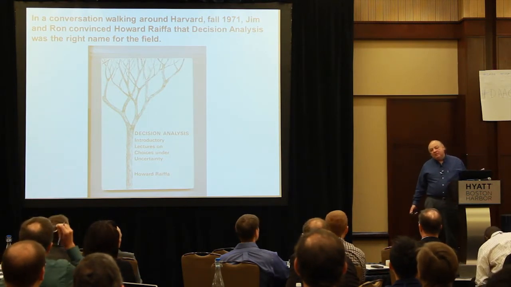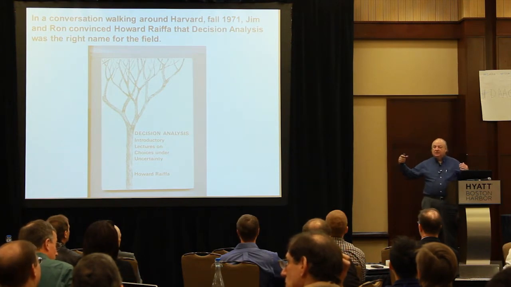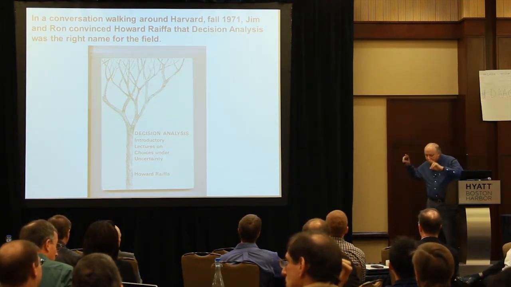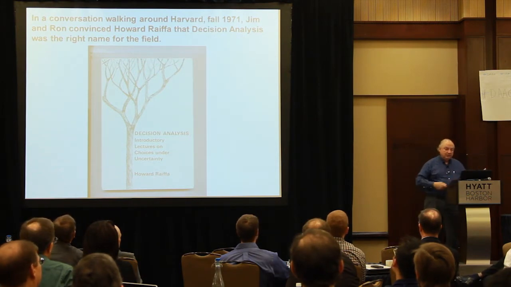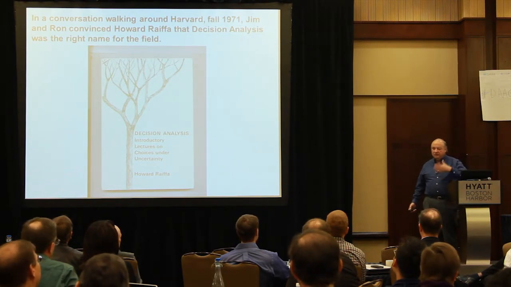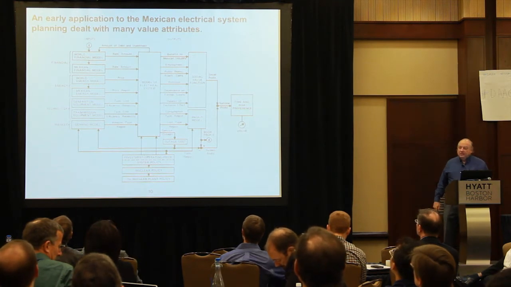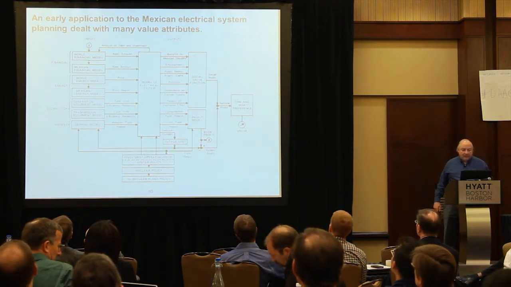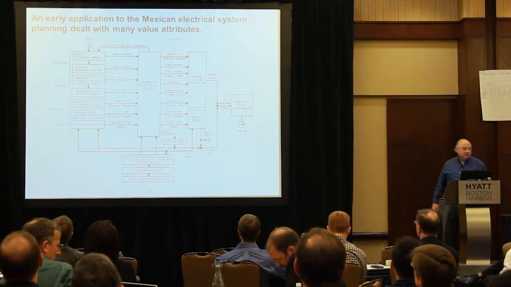But that probably unified the East and West Coast, because you know there was an East Coast decision theory, maybe more statistical decision theory, less engineering, and we were very engineering-oriented. We think of it as the engineering of decisions. Like you'd build a bridge, you'd engineer a decision. One of the first applications was the Mexican electrical system. And one of the things about this is many attributes. We had to deal with multiple values for a government, so we're not just about writing NPV of profit.